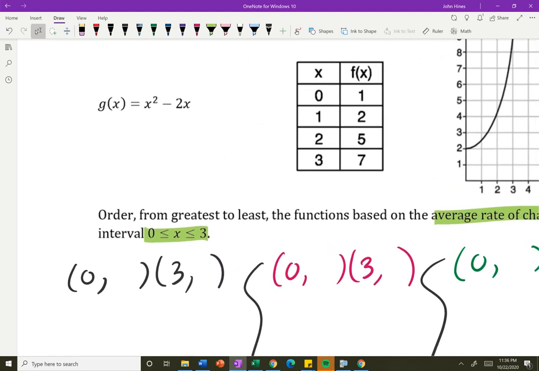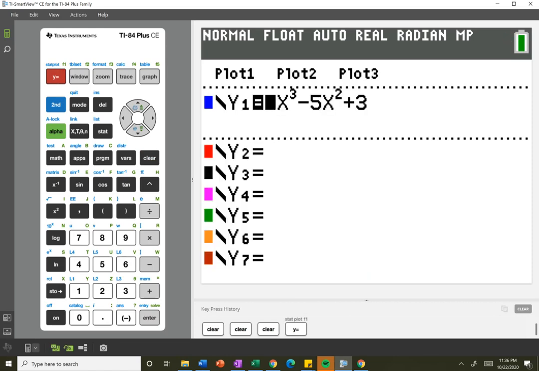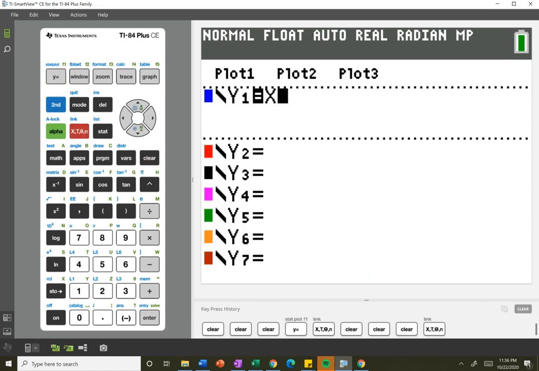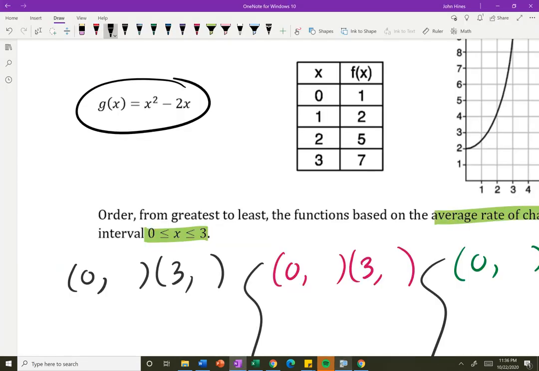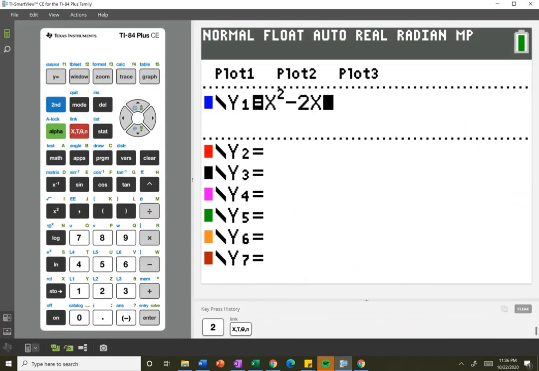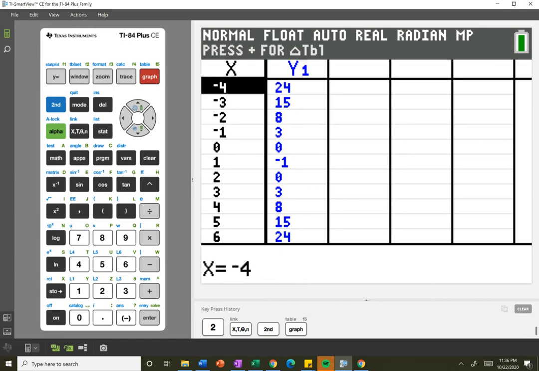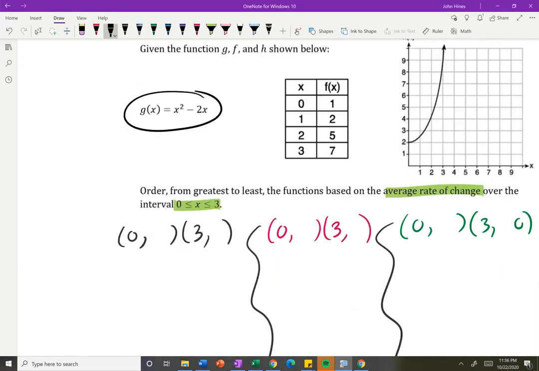I need the y values, right? Because to find average rate of change, I need change in y over change in x. I need to find the slope between those 2 points. So I have this equation here. Now I told you that the equations are kind of rough to work with, so we're going to turn it into a table. X squared minus 2x. I'd rather work with a table here. It's just a little bit friendlier to work with.